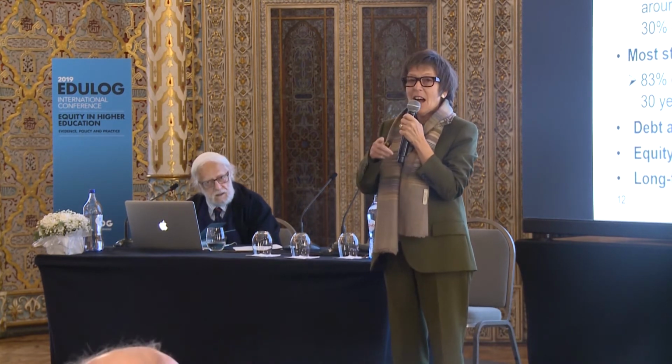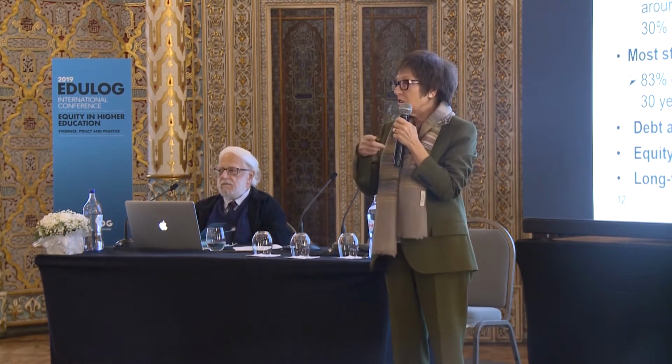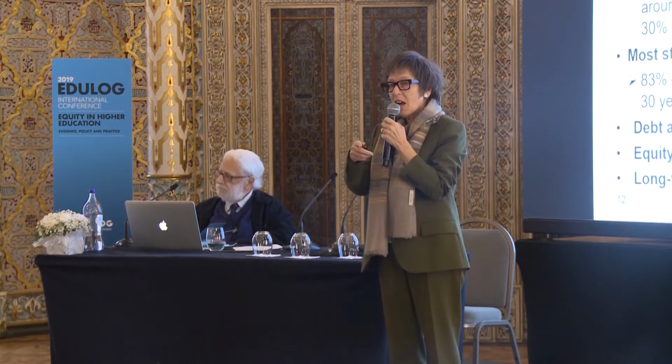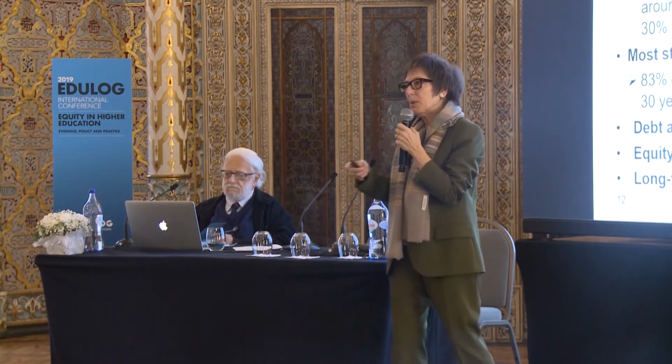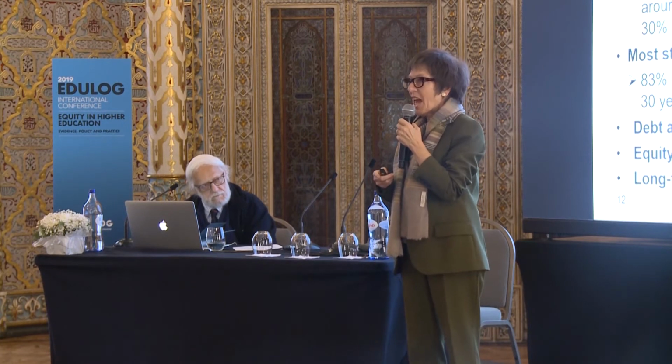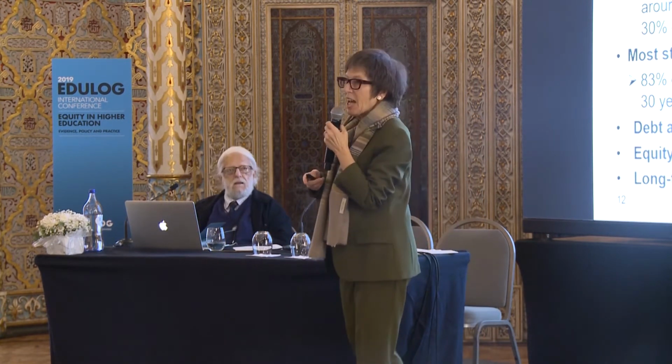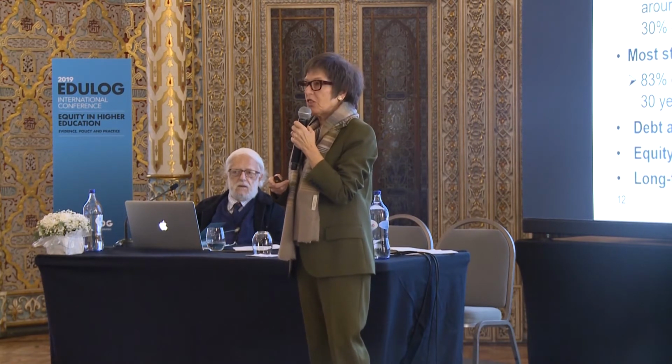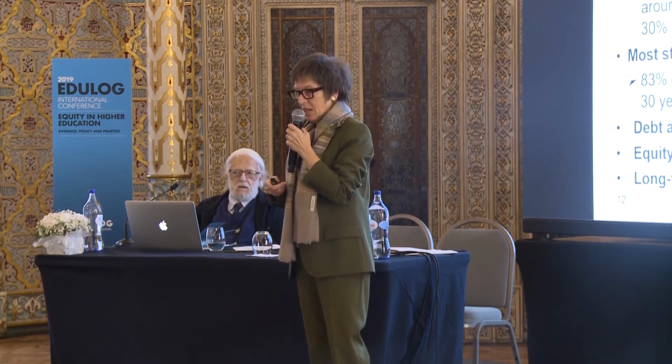And the loans for maintenance towards their living costs cover part of their living costs, but not all their living costs. So what this means is that over time, the amount of debt that a student graduates with has grown. The average level of debt that a student can expect to graduate with is £47,000.